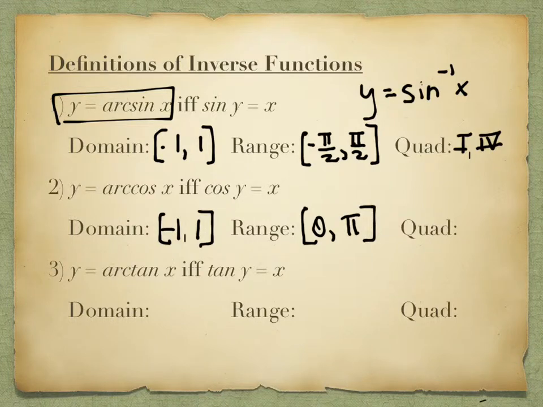In terms of my unit circle, my quadrants, what quadrants are those? 1 and 2 this time, that's right. So they do not match with sine at all.